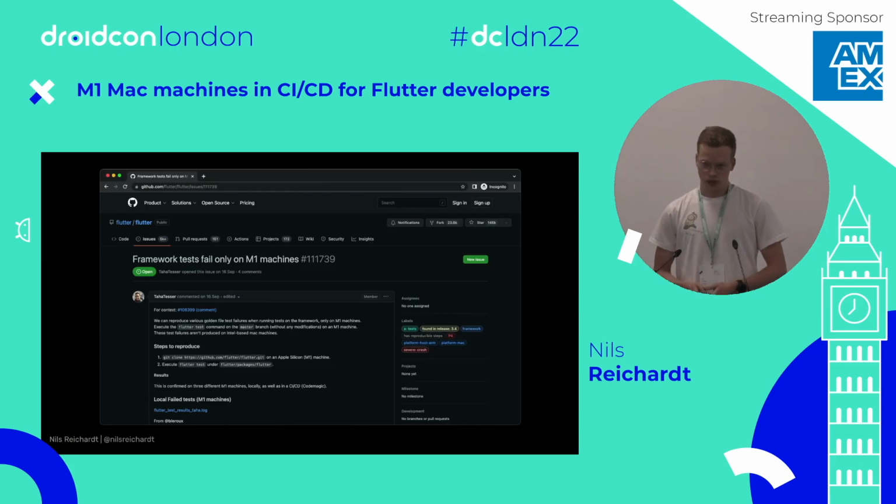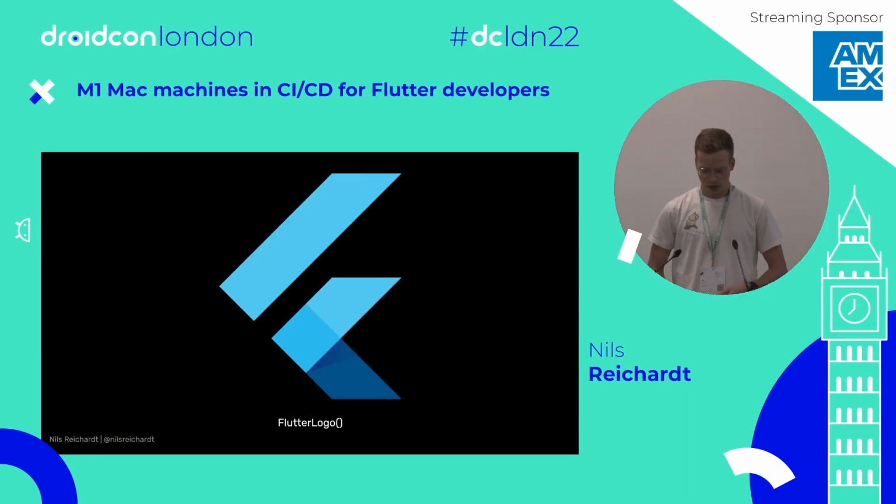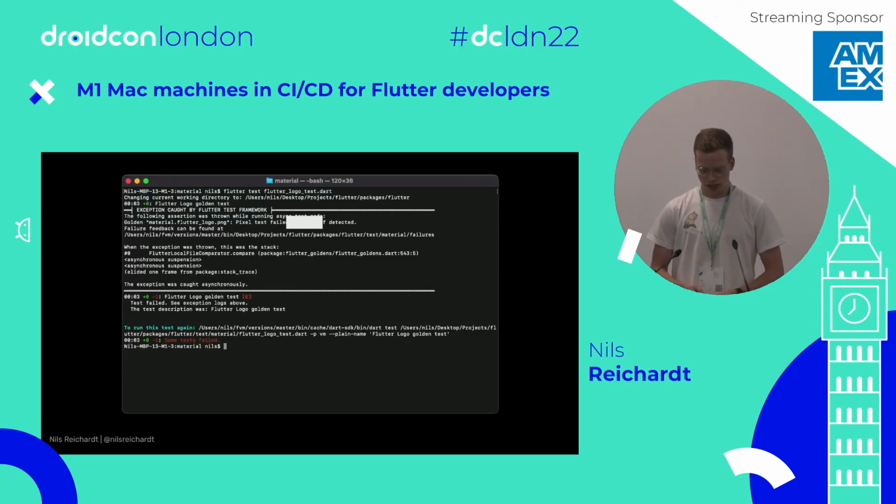And we take a closer look at this problem. So for example, there is this widget, the Flutter logo widget. With this widget, you can just integrate the Flutter logo in your app. I don't know whether you want to do this, but it's possible to integrate this in your production app. And for this widget, there is a golden test. And when I run this test on my M1 machine, you can see in the terminal it's failing.